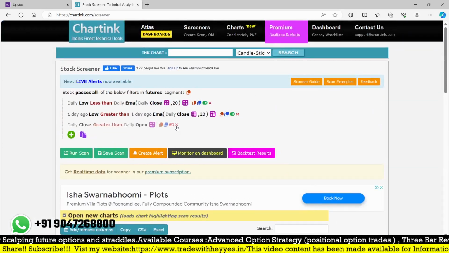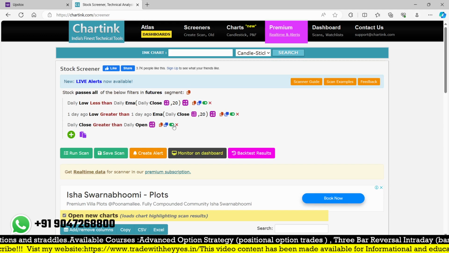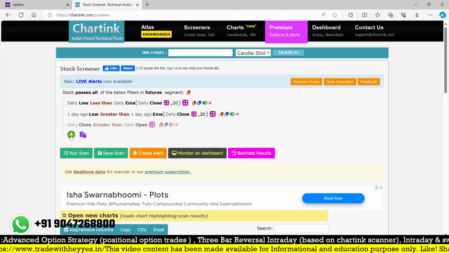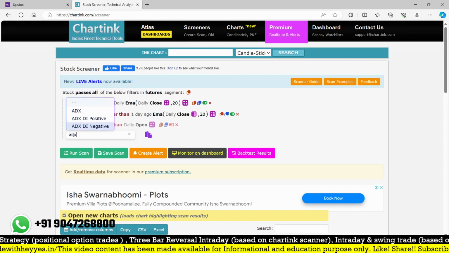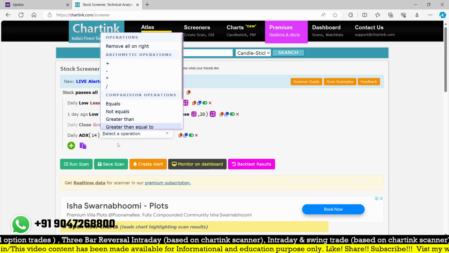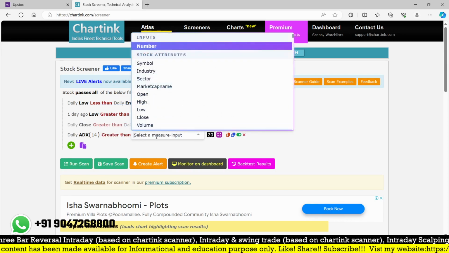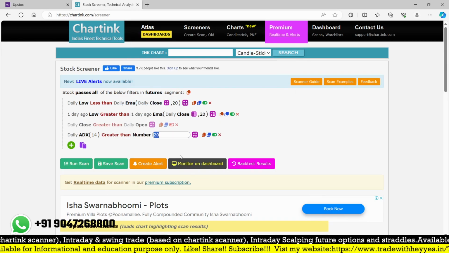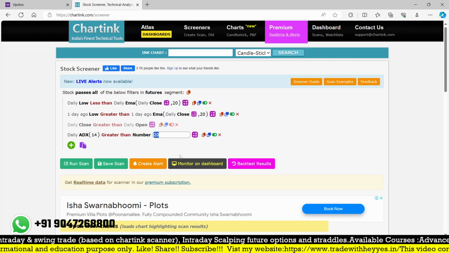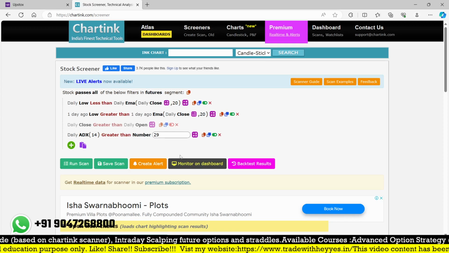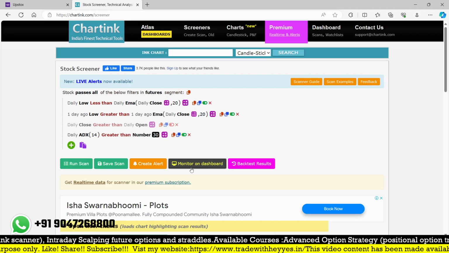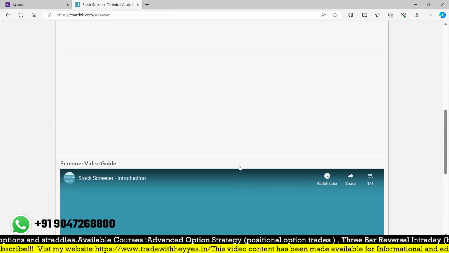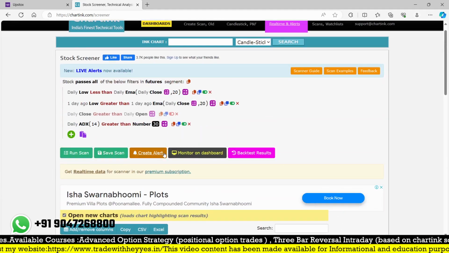So what are the other conditions which I can use? Maybe this line is a more important one. So right now I'm just adding this and ADX. The trend strength which we can find out with ADX is greater than number 30 or 29.2 or 20, or maybe 30 would also be a round number. Okay, so if you run this, we don't get any stocks. Let me save this to get a result.